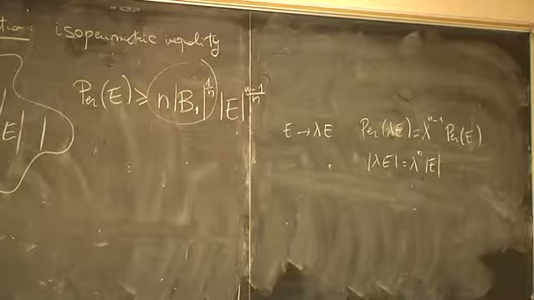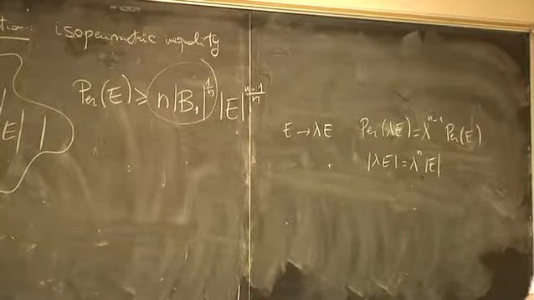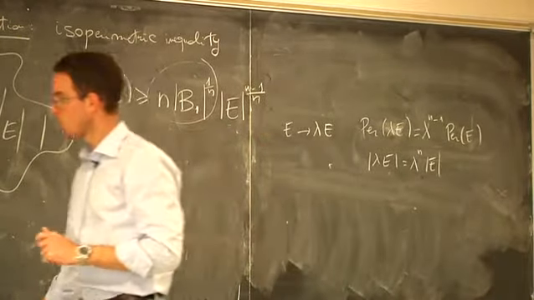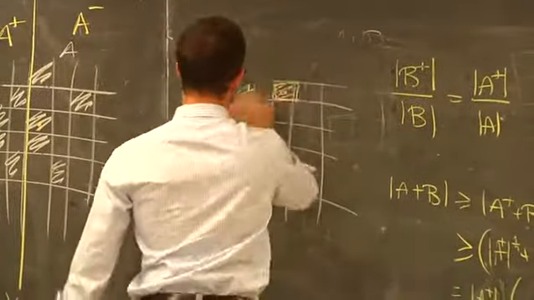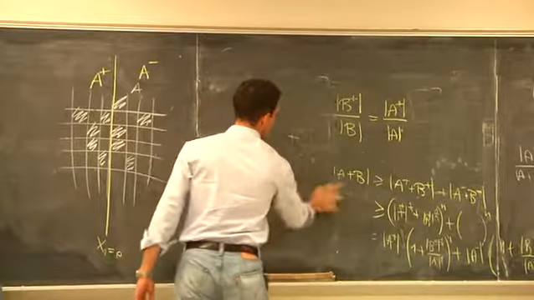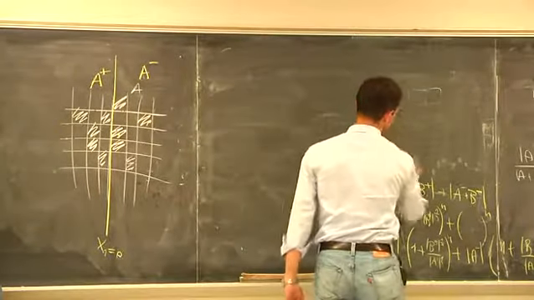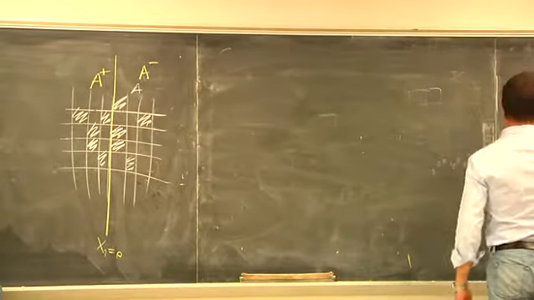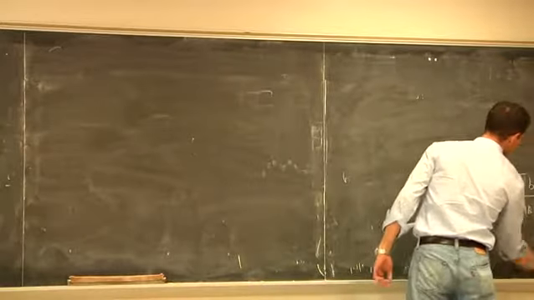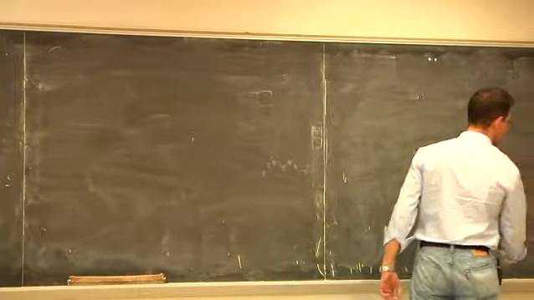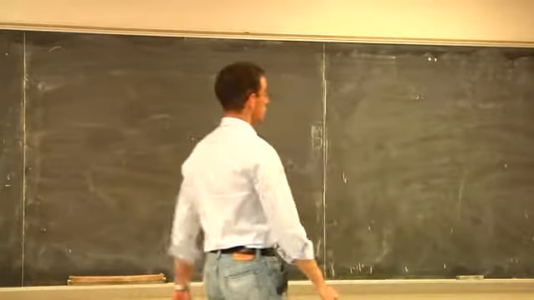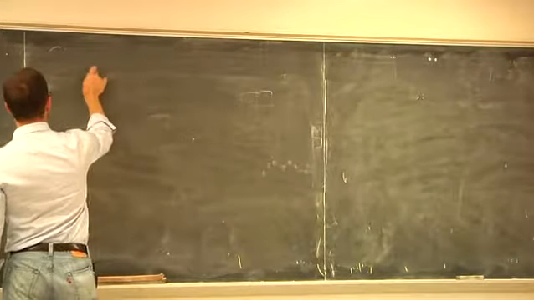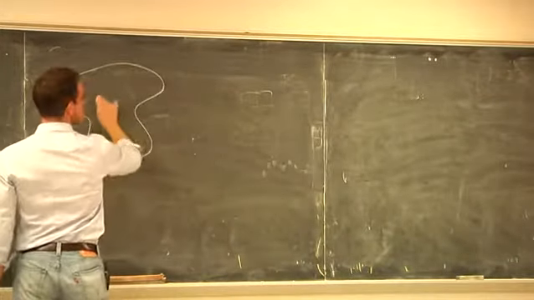So why is this inequality true? Let's prove it. The proof is a corollary of Brunn-Minkowski. And the way to prove it is this: we have to understand what the epsilon neighborhood of a set is. So let me redraw the picture. I have E.